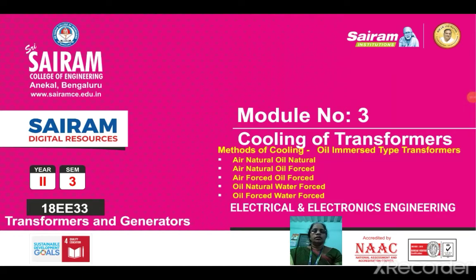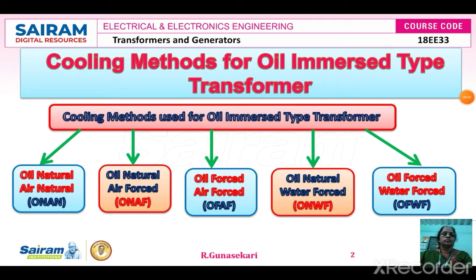Yes, students. Now we studied the continuation of methods of cooling, the methods of cooling for oil immersed type transformers. Five methods are used: oil natural air natural, oil natural air forced, oil forced air forced, oil natural water forced, and oil forced water forced. The cooling methods of oil immersed type transformers are classified into five types of cooling.